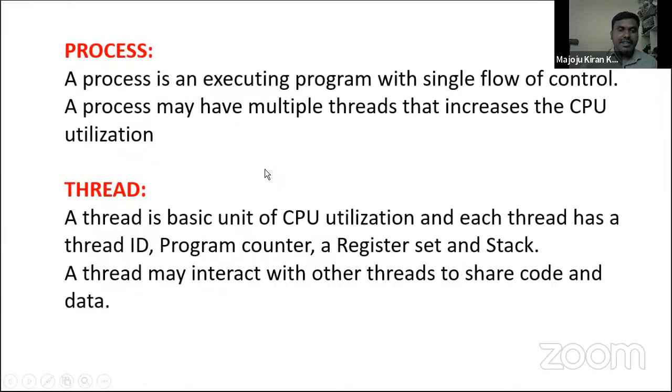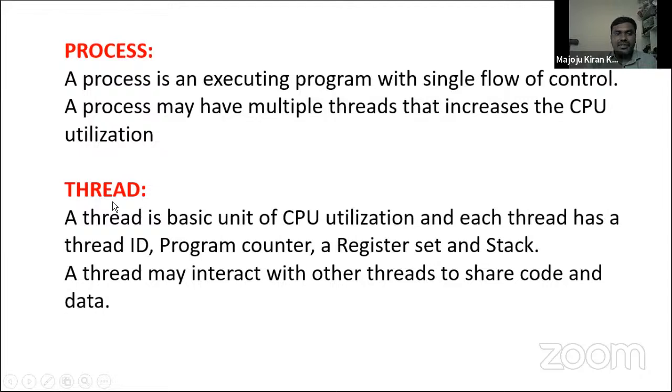So the thread is nothing but an instance of a process, where the process can have multiple threads, and each thread is an instance of a process. Each thread has several attributes, as the process has: a thread ID, a program counter, register state and a stack. And threads may intercommunicate for sharing data and sharing code also. That is called inter-thread communication.